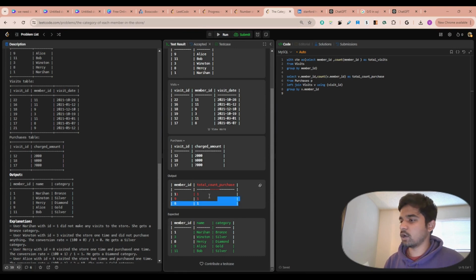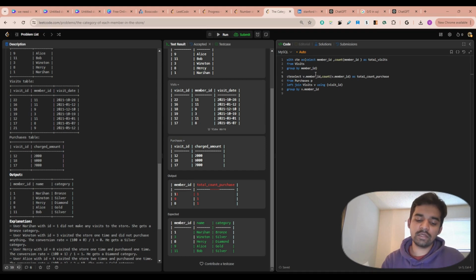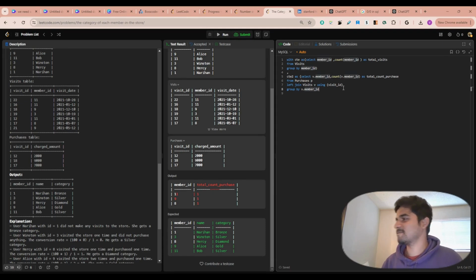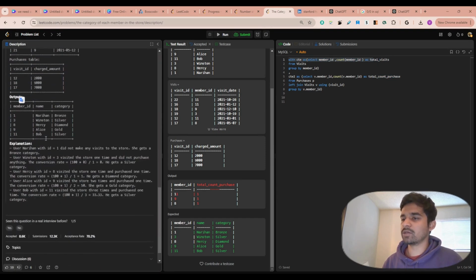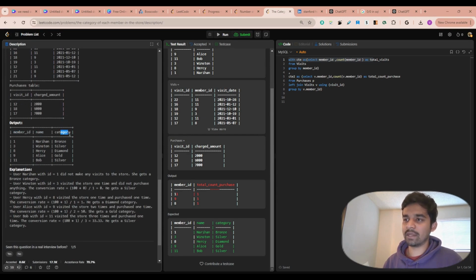So these are the outputs. You could see that these are the member IDs who have purchased certain products from the particular store. Now let's convert it into a common table expression because this is also required at some later point. CTE2, as I'm very bad at naming stuff, but I'll try my best. Now, what you could do is directly join the total count purchase and the total visits columns with the member ID, because at the very end we need an output with the member ID, name and category.